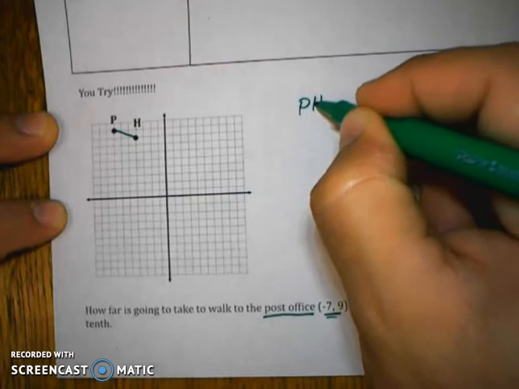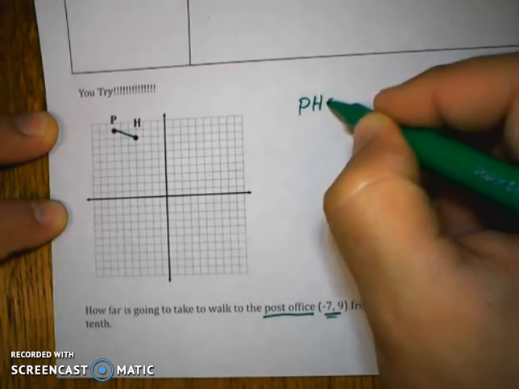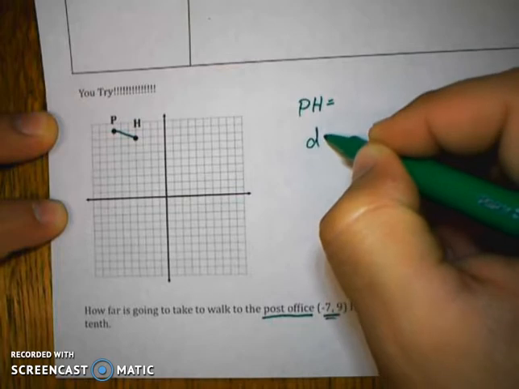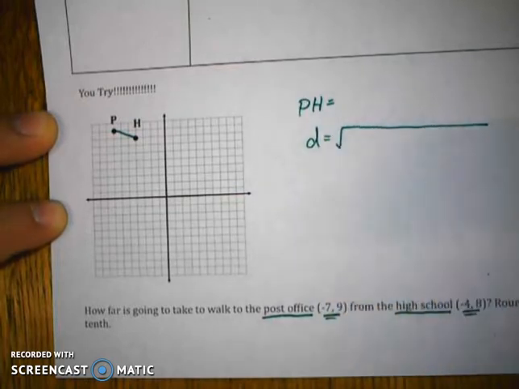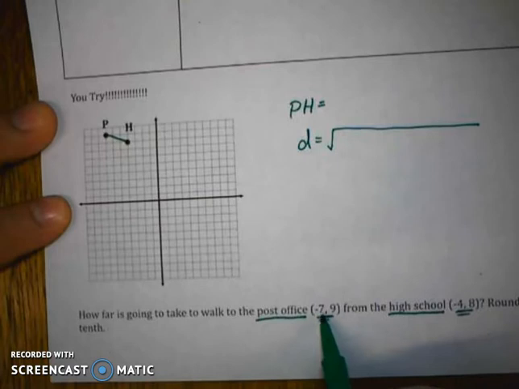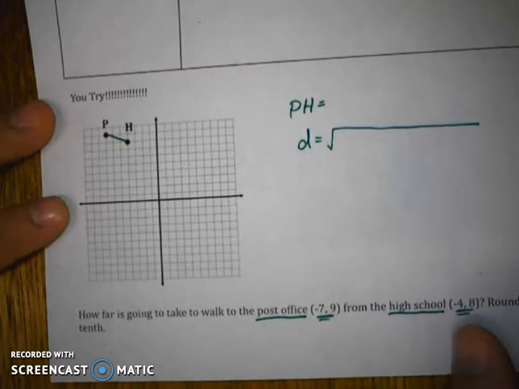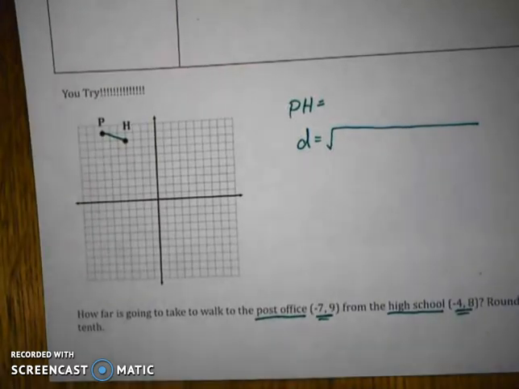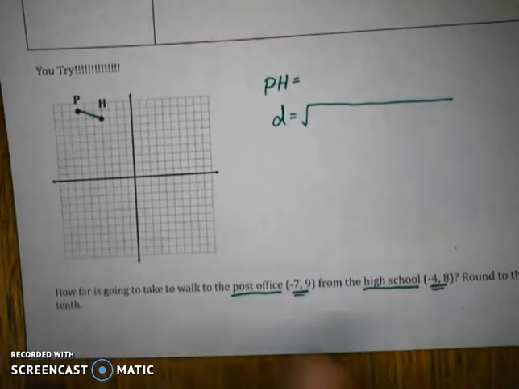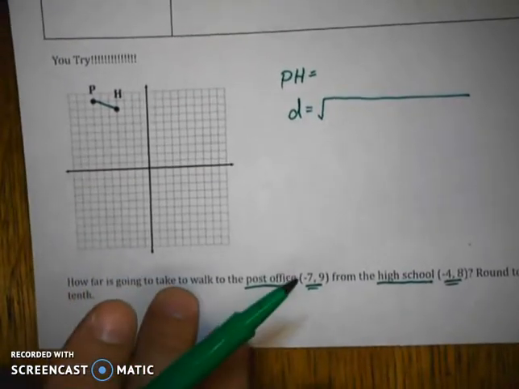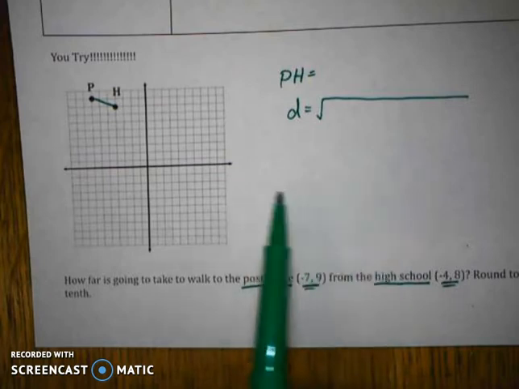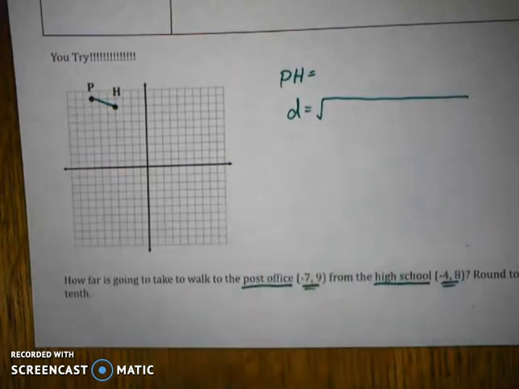Okay, PH, if you want to assign a segment length value to it, or you could just say the distance equals. So I want you to plug in these coordinates, x1, y1, x2, y2, to your distance formula and find how far that is. Okay, I'm actually going to not show you what your answer is yet. I want you to bring this to class completed with your answer, and I'm going to let you compare with a partner in class and see if you've got the right answer doing this on your own.